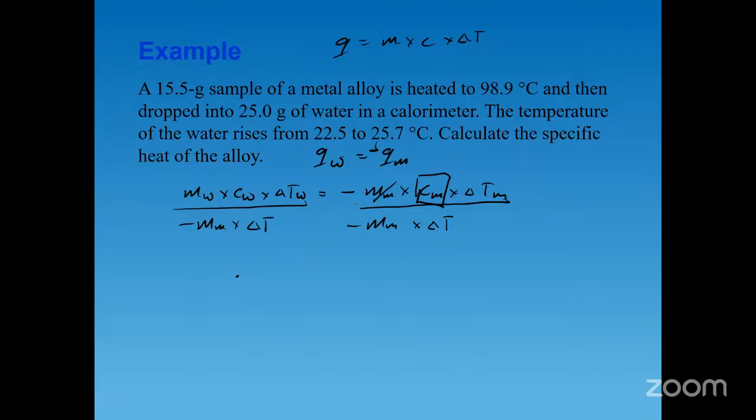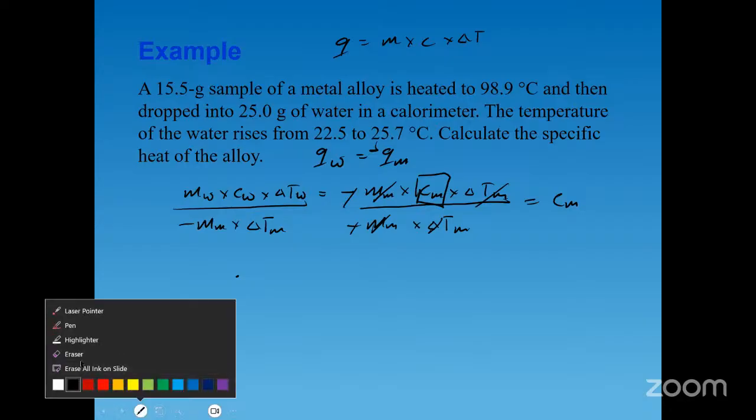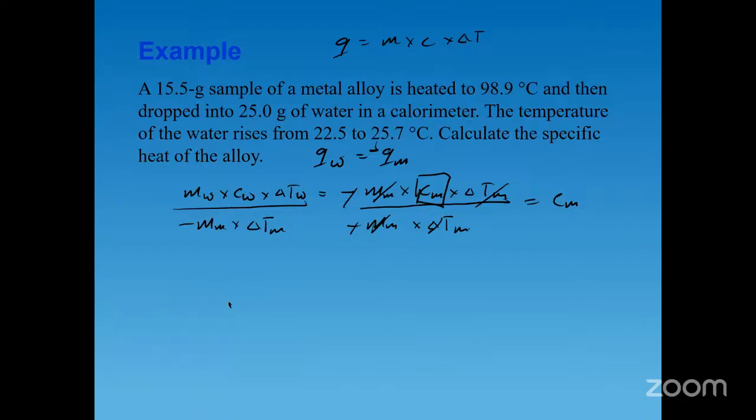So the negative signs will cancel, and you're going to end up with delta T_M canceling out here and here. So this will be equal to the specific heat of the metal, all right? This should be delta T_M here, right? So the next thing I'm going to do is put the numbers in. I'm going to plug the numbers in.